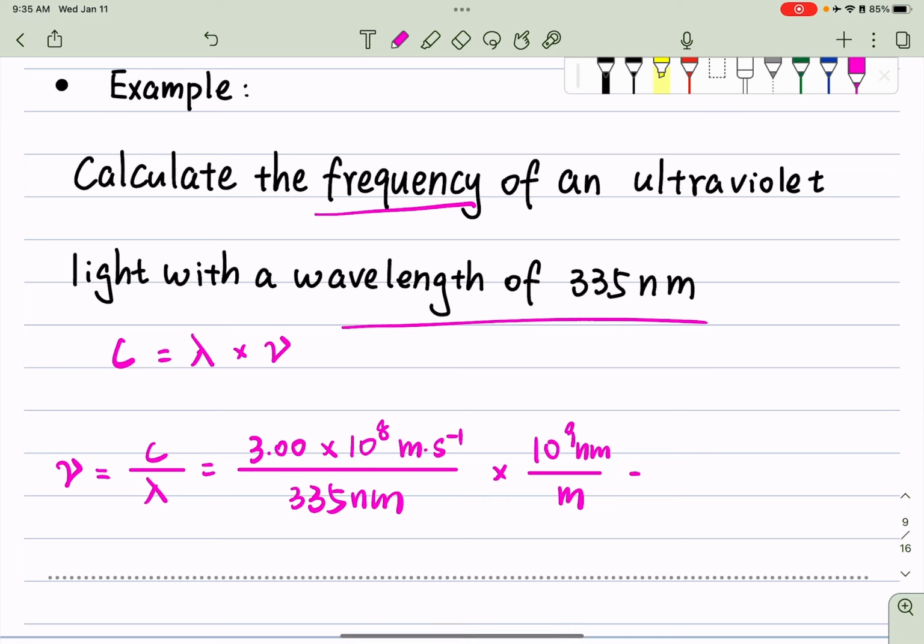And plug in the numbers, you get 8.96 times 10 to the 14 s^-1. Or we can also write s^-1 as hertz. So these two units are equivalent to each other. That's the unit for frequency.